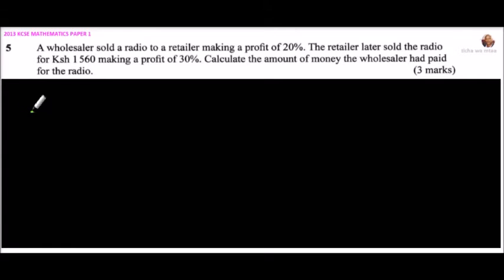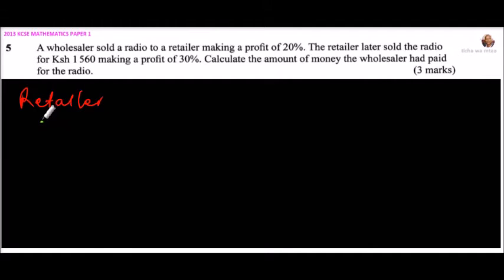Question number 5. A wholesaler sold a radio to a retailer making a profit of 20%. The retailer later sold the radio for Kenyan shillings 1,560, making a profit of 30%. Calculate the amount of money the wholesaler had paid for the radio. So we can start the reverse way. So we say we start with the retailer.